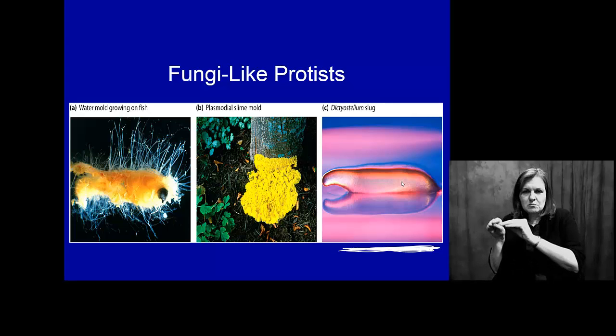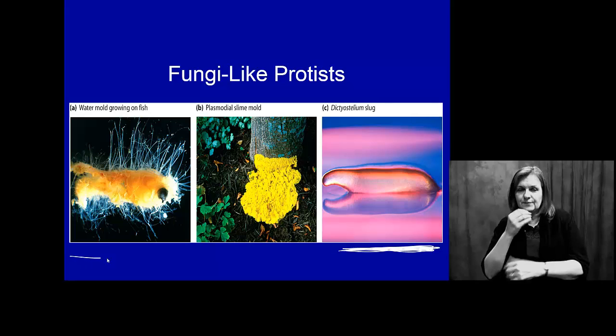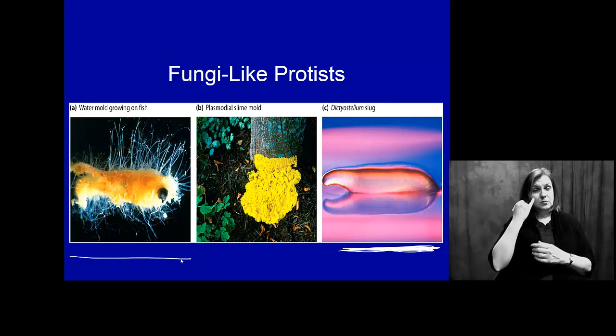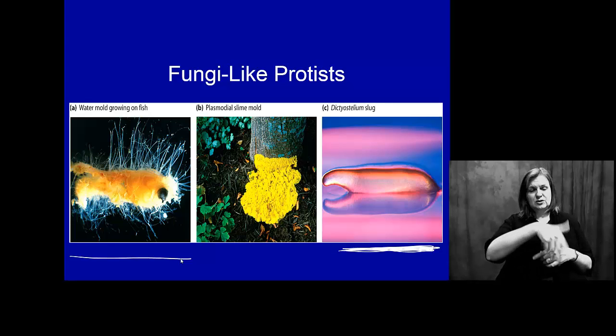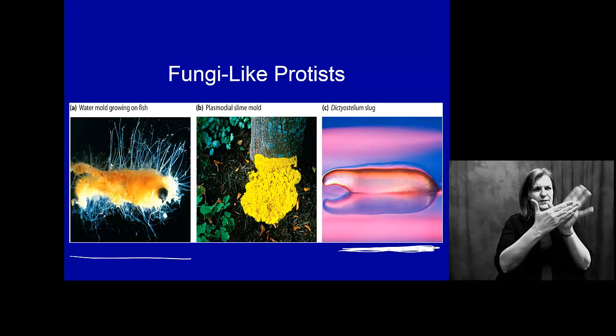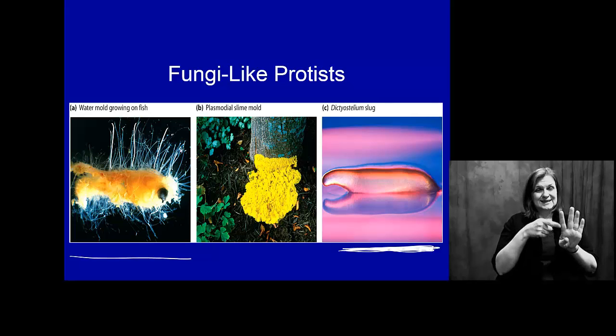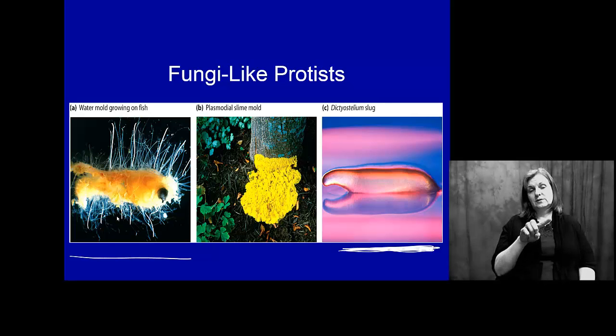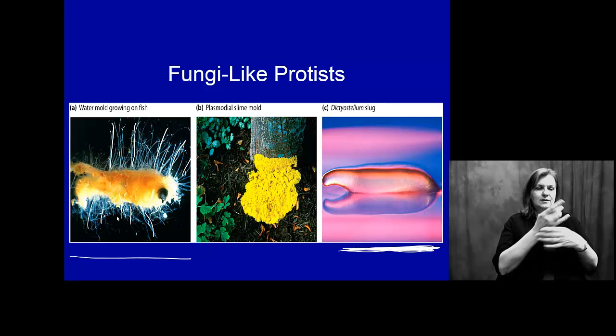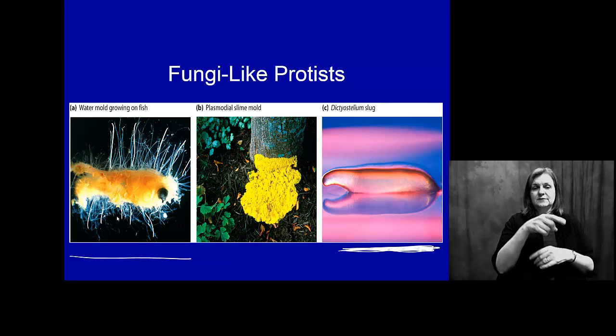Some of you may have seen this before if you had a fish die on the left hand side here, where the water mold has actually attached to the fish. The little filaments that you see coming out are the reproductive structures of the mold itself, the cellular mold, and sending out all of its spores to continue to reproduce.